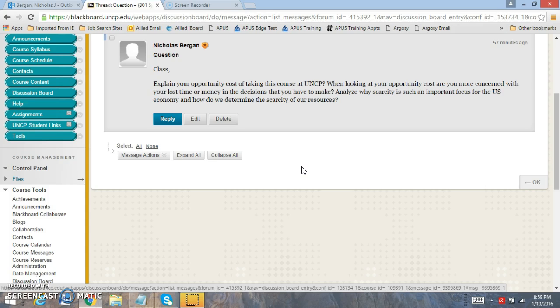So you're going to look at opportunity cost, and opportunity cost is looking at what you have to give up to get something. Then you're going to focus on what is more important with your opportunity cost, your time or your money, in the decisions that you have to make. Then we're going to focus on the role of scarcity, and how scarcity is an important focus for the U.S. economy, and how we determine the scarcity of our resources.